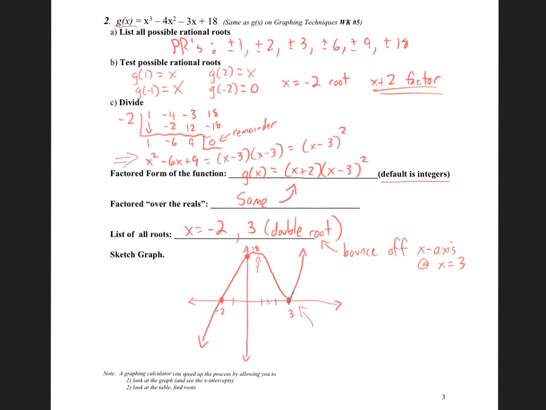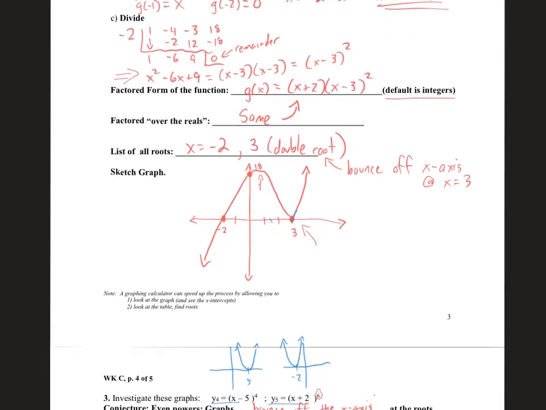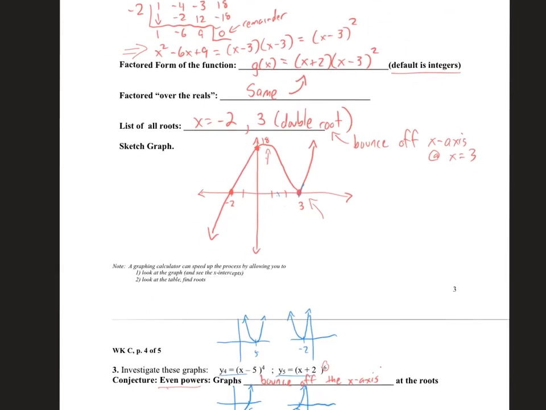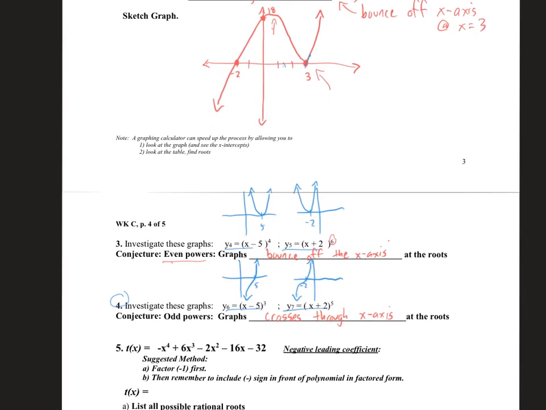There's a general look at our graph, okay? So next big important thing are the multiplicity of roots, okay? So consider whether you have an even multiple root or an odd multiple root, okay? Whether you bounce off the x-axis or whether you cross through it, okay?